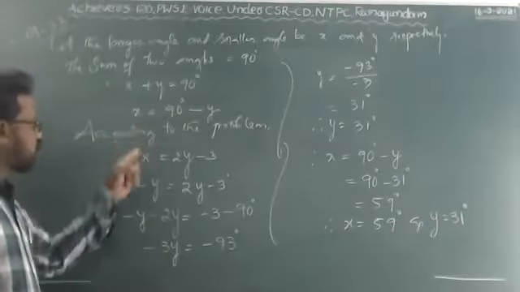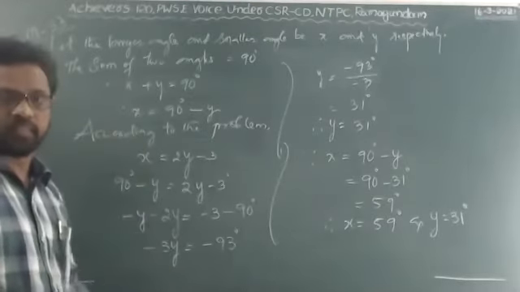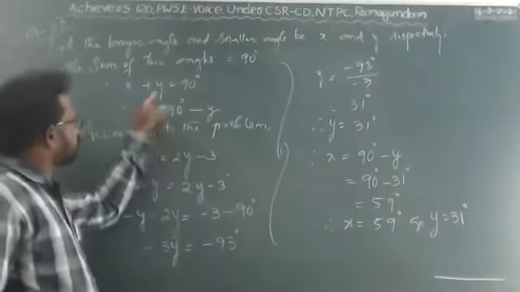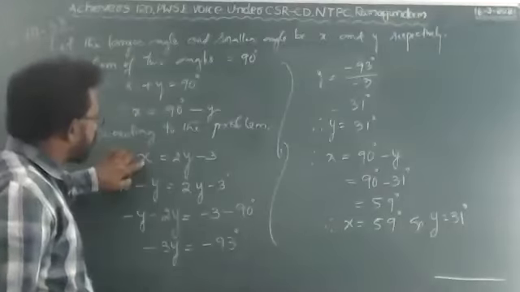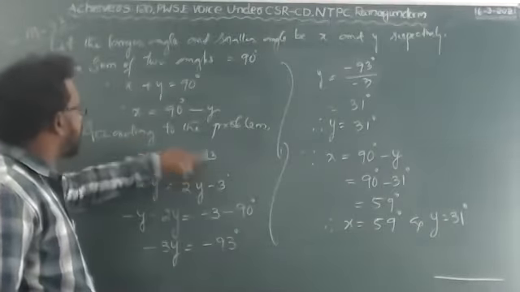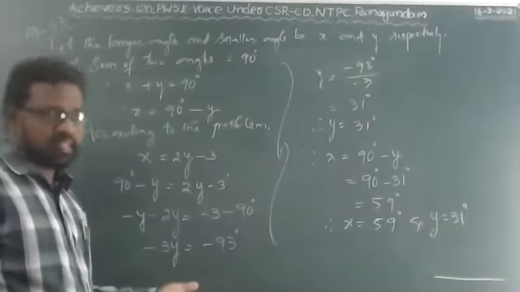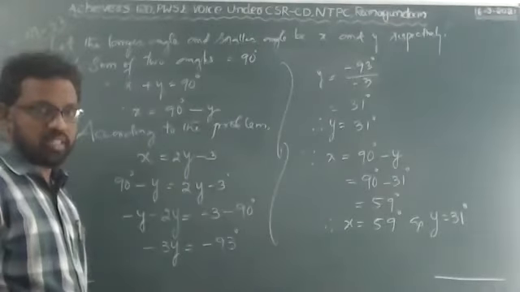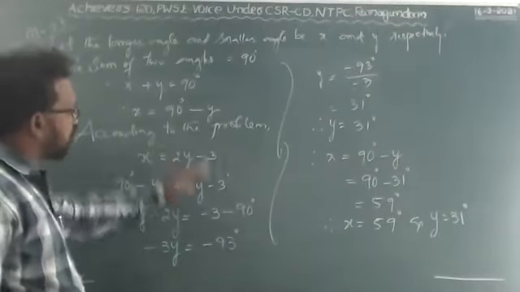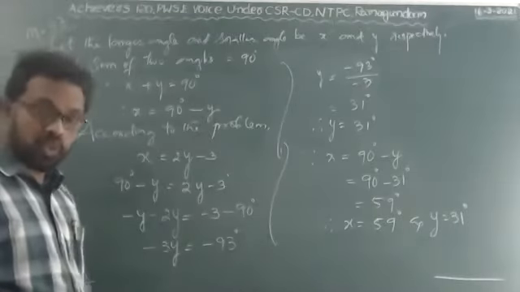I substituted the x value in the second equation. That's it. Here also, this x value you can substitute in this. 2y minus 3 you can substitute in this. You will get the same result. There is no change. You can see, this method is called the substitution method.